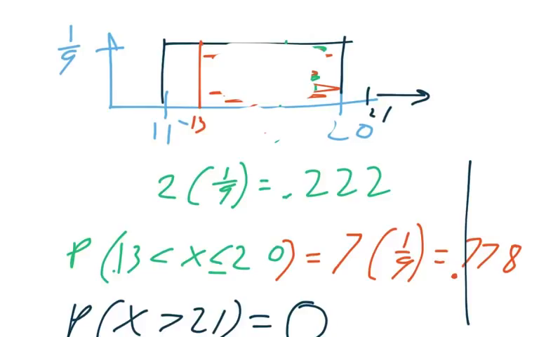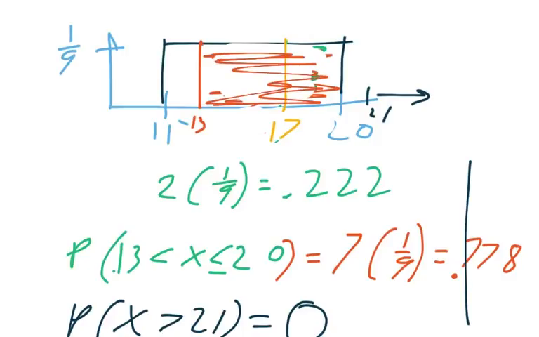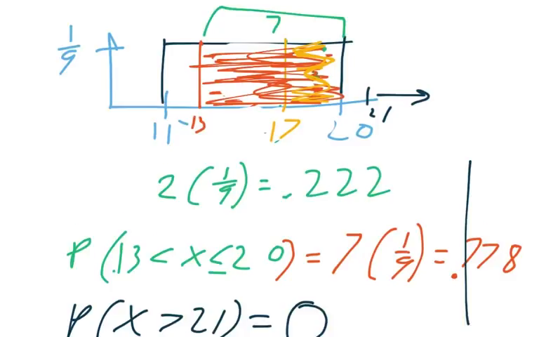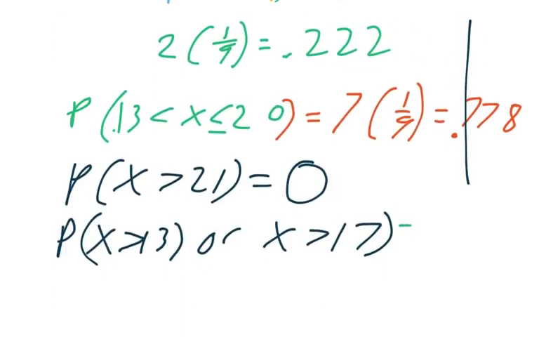Here's 13. Here's 17. Bigger than 13 is all this. Bigger than 17 is just this. And we're just talking about what is shaded. So all of this is shaded with a base of 7 and a height of 1/9, which is 0.778 again.